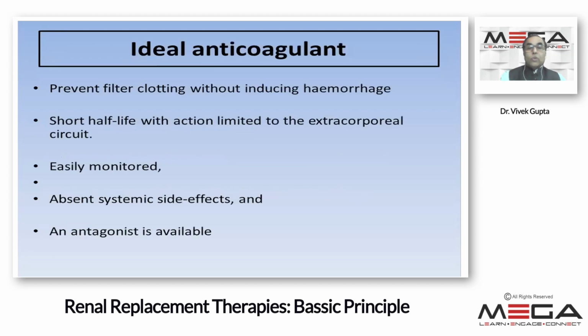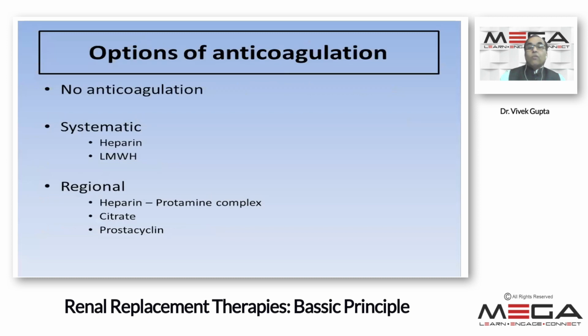That will lead to blood loss, as well as add to the cost of therapy. So an ideal agent should prevent filter clotting without inducing any hemorrhage, should have a short half-life, and its action should be limited only to the extracorporeal therapy. It should be monitored easily, should have no systemic side effects, and there should be an antagonist for it, in case of any emergency, so we can quickly reverse it. But unfortunately, so far, we do not have any ideal anticoagulant.